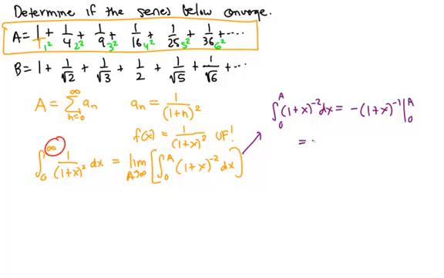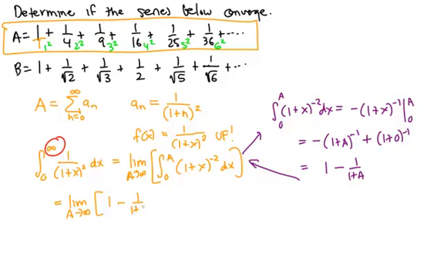So when we plug in a, we're going to have negative 1 plus a to the negative 1, minus negative 1 plus 0 to the negative 1, which means we've got 1 minus 1 over 1 plus a. Now I know what I want to take the limit of. So we're going to have the limit as a goes to infinity of 1 minus 1 over 1 plus a. Certainly as a goes to infinity, that's 1 minus 1 over infinity, and that gets me a 1.